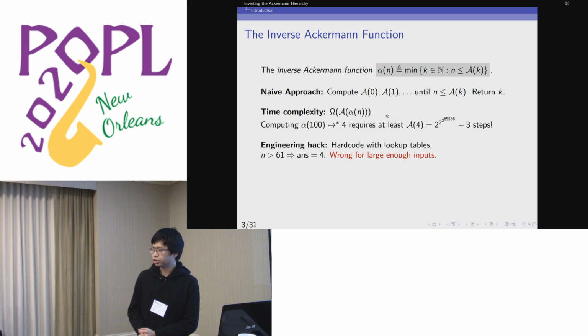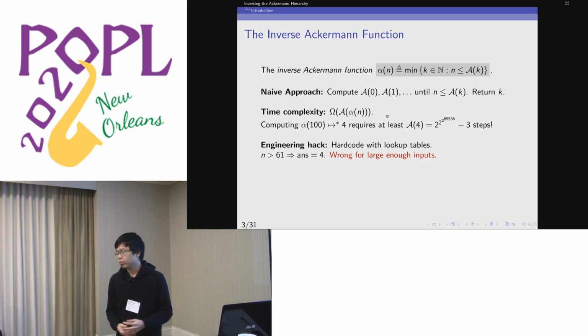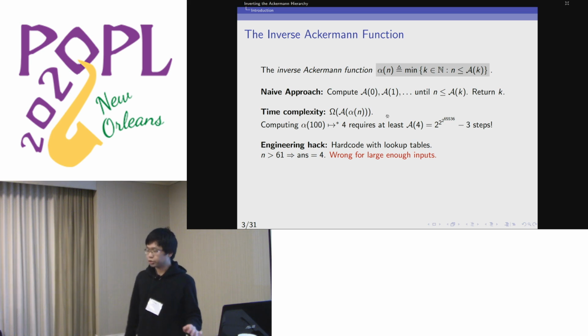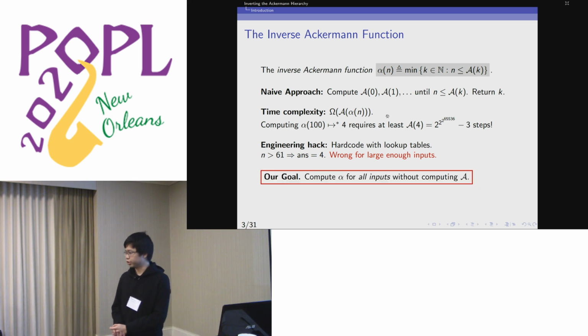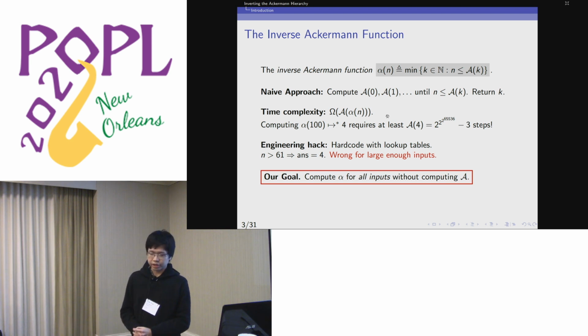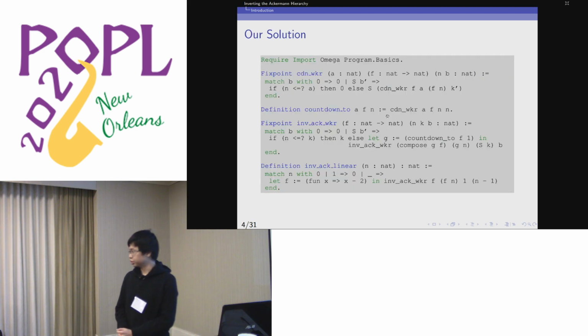And so in practice, people use a lookup table where you get 4 every time the input is larger than 61, where 61 is A of 3. But today we aim a little bit higher, which is to correctly compute the inverse Ackermann function for all inputs, no matter how large they are. And to achieve this, the key is to compute alpha without using A at all. This is our solution, formalized in Coq, and it fits into one page.